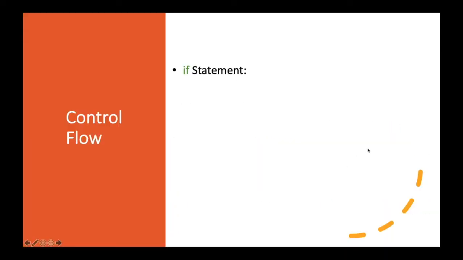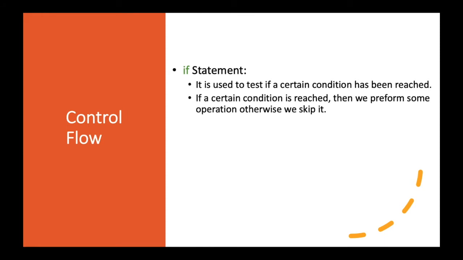Let's look at the control statement, the if statement. It is used to test whether a certain condition has been reached or not. If the condition is reached, then we can perform some operation, or otherwise we can skip that operation. The syntax of the if statement is: we start by writing if in lowercase, then inside small brackets we write the condition expression, and within curly braces we write all the statements that we want to execute if this condition is met.